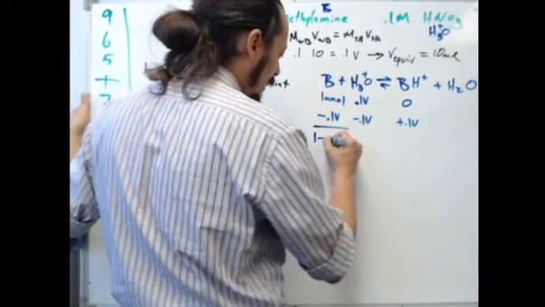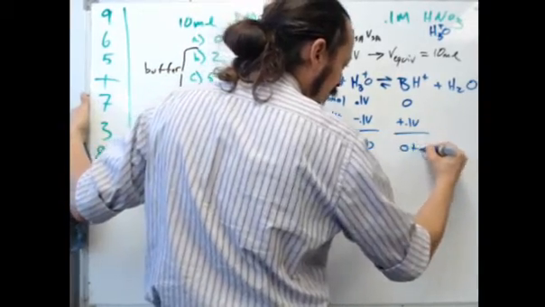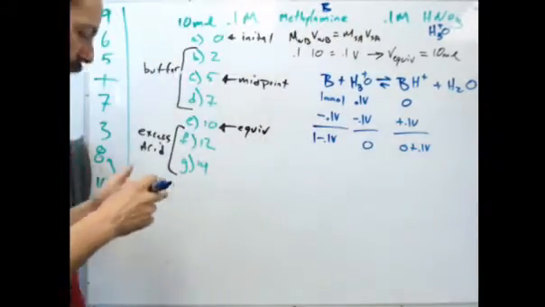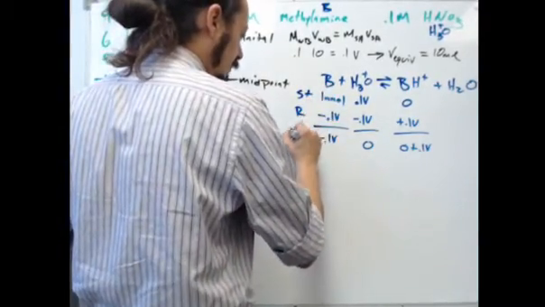I'm going to have 1 minus 0.1 V. I'm going to have 0. And I'm going to have 0 plus 0.1 V. Right, that's my stoich table, my stoichiometry table.